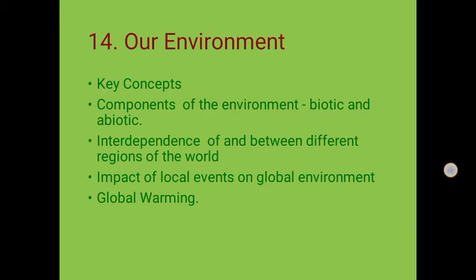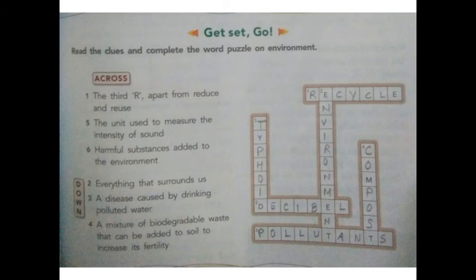Before starting the chapter, we should complete this puzzle. In this puzzle, what is given? The third R apart from reduce and reuse. What is the name of the third R? What does the third R stand for? That is recycle. The unit used to measure the intensity of sound, that is decibel.